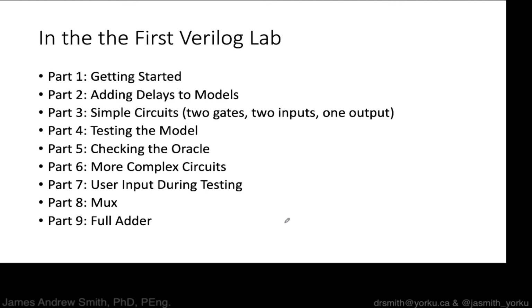Okay, so in the first Verilog lab that we've set up, there's a part 1, which is basically how to get started, how to add delays to models, how to create simple circuits, testing the model, doing things a little bit more complicated in terms of testing, doing more complex circuits. User input during testing is introduced. Then we take a look at a slightly complicated example, a multiplexer, and then an even more complicated and useful circuit called a full adder. So that's what happens in the first lab. So you have to go through all these different steps.